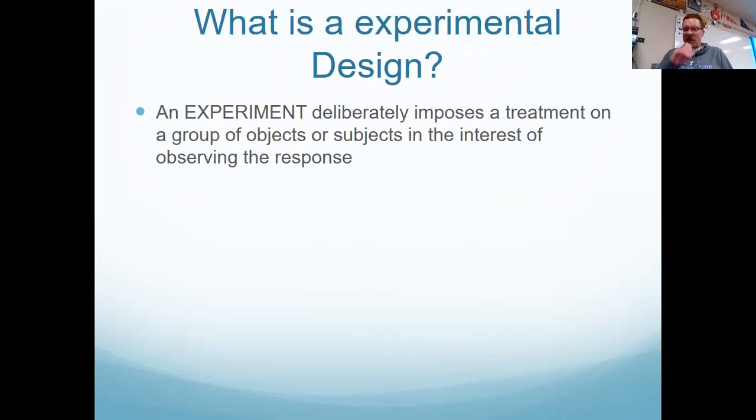And this is the key that we want to talk about for both classes. You're both going to be responsible for this, both Honors Chem and AP Bio. For AP Bio, it's going to be particularly important for working on your AP exam questions. So an experiment deliberately imposes a treatment, a change on a group of objects or subjects in the interest of observing the response. That's the treatment.